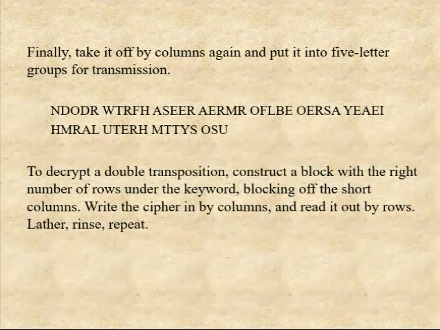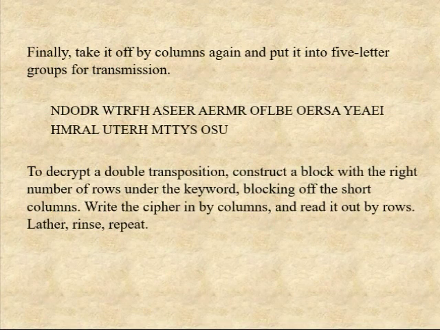To decrypt a double transposition, construct a block with the right number of rows under the keyword, blocking off the short columns. Write the ciphertext in the columns and read it out by rows. This is the double transposition technique.